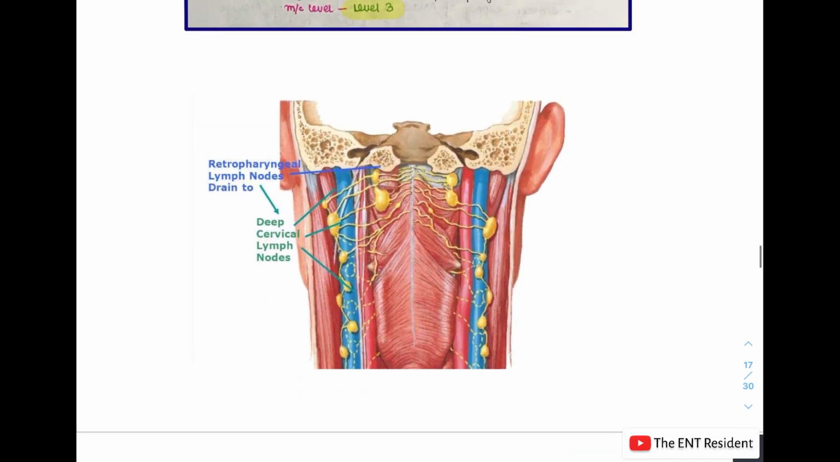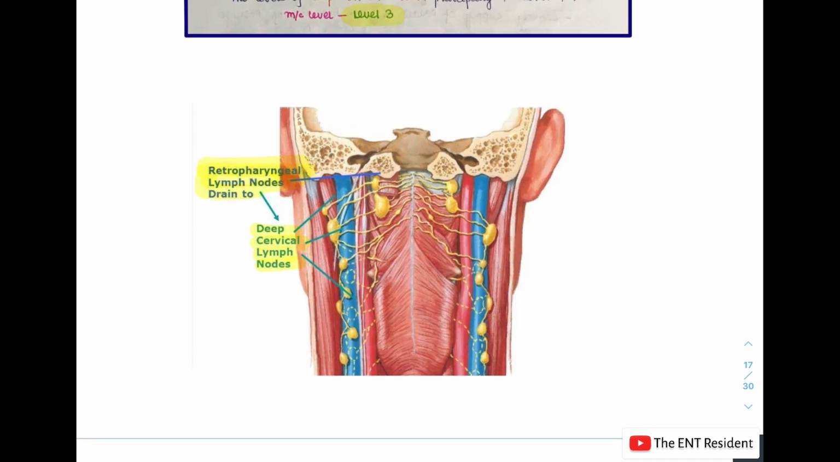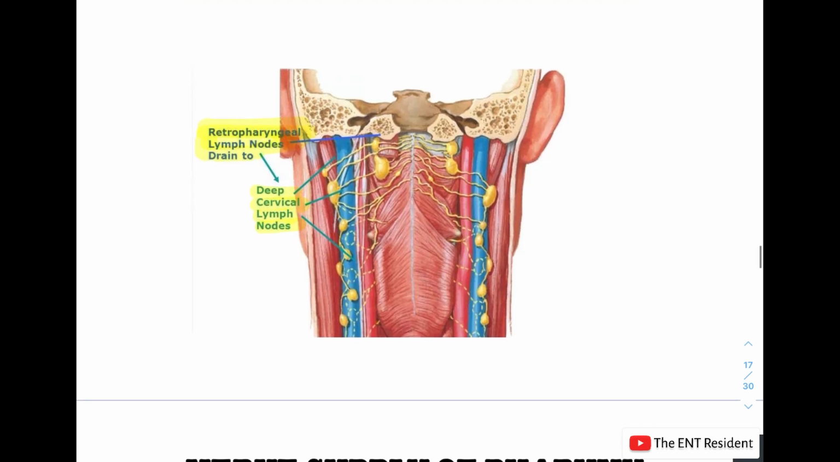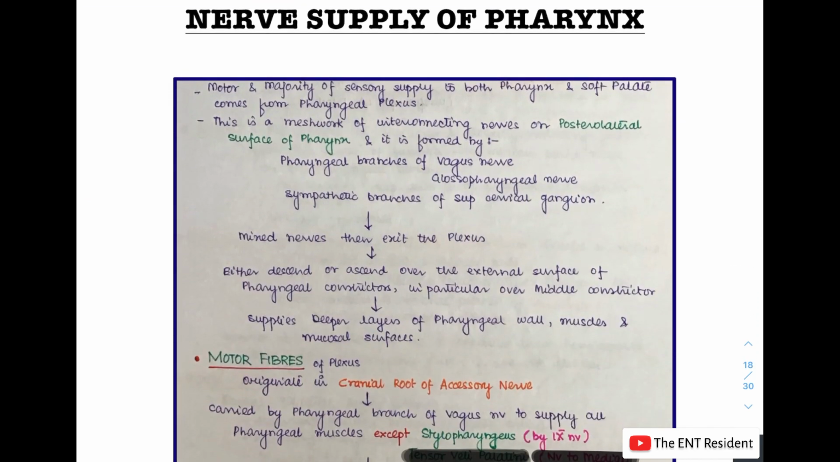If you see in this picture, you will see the retropharyngeal lymph nodes, which are the first lymph nodes draining the nasopharynx, and then eventually from there it goes to all the deep cervical lymph nodes, level 2, level 3 and level 4. You will see the most common one for the laryngopharynx is level 3, whereas for the oropharynx it is the jugulodigastric or the tonsillar node. Lastly, let's discuss the nerve supply of the pharynx.